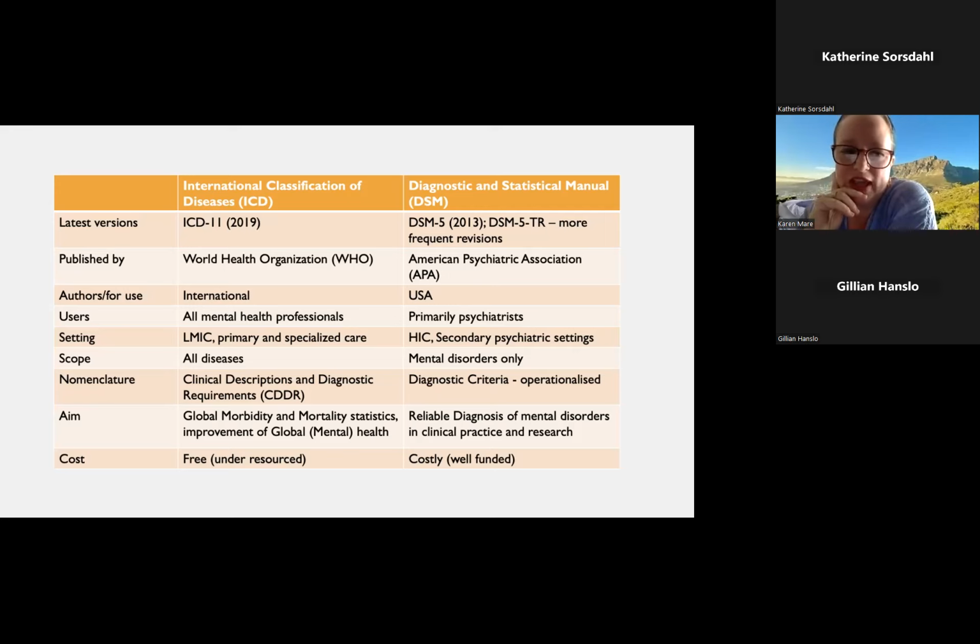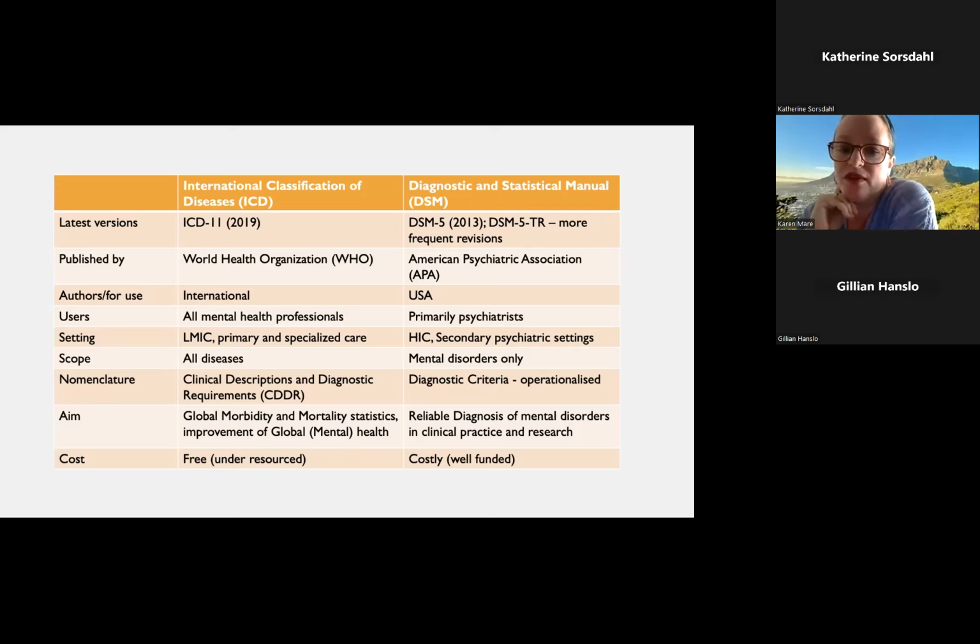As I've said, ICD has these clinical descriptions and diagnostic requirements, and they are a bit more vague and descriptive rather than prescriptive, whereas DSM has diagnostic criteria. And so they have different aims. For ICD, they need people to reliably and validly report on global morbidity and mortality, and they want global mental health to improve.